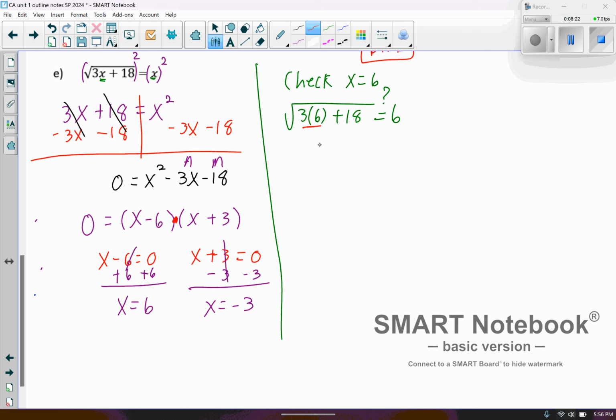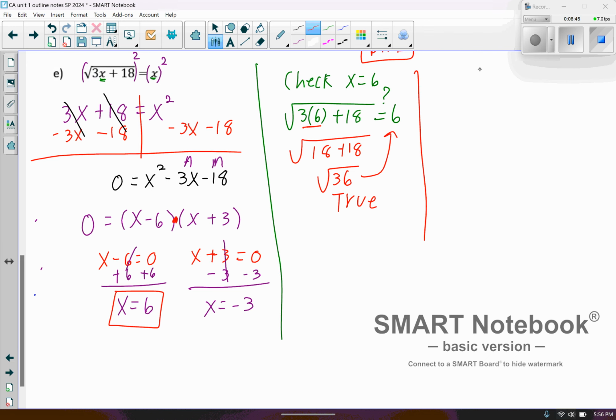So let's see, 3 times 6, that's 18. So 18 plus 18 would become the square root of 36. Square root of 36 indeed does equal 6. So that is true. Now be careful. Once again, my answer over here is 6. I guess it's the same, so that's okay.